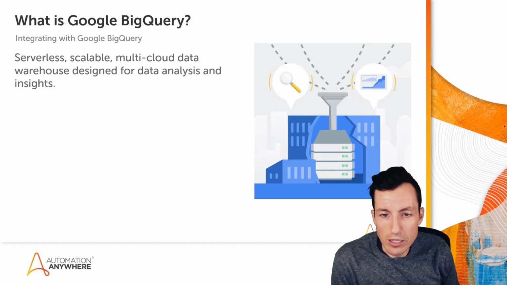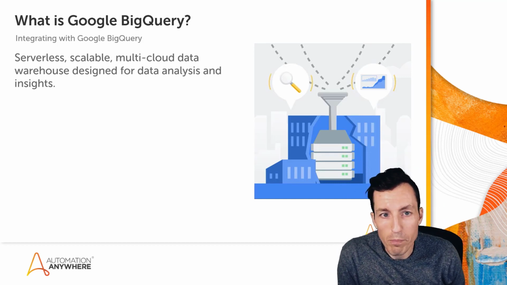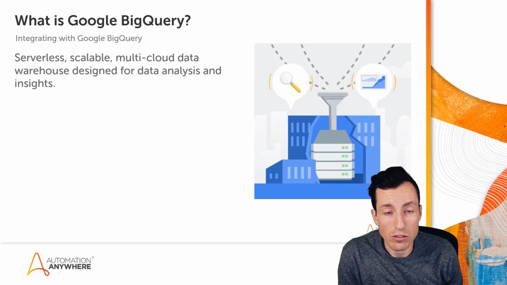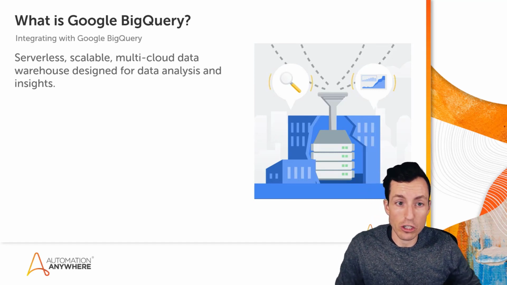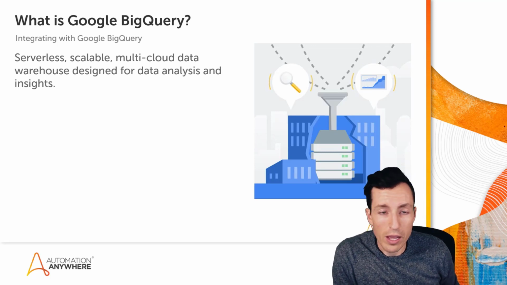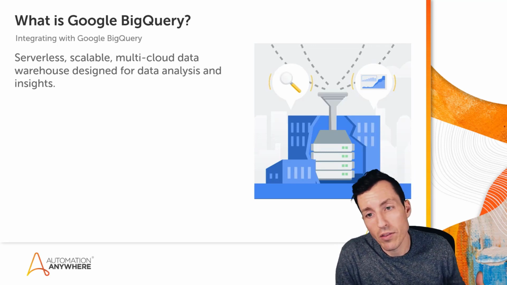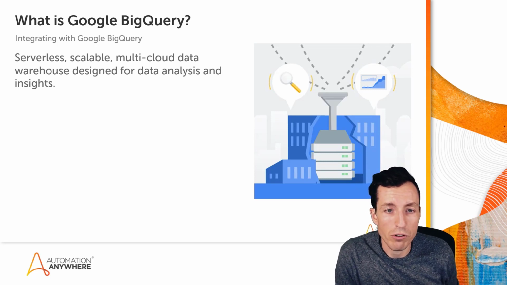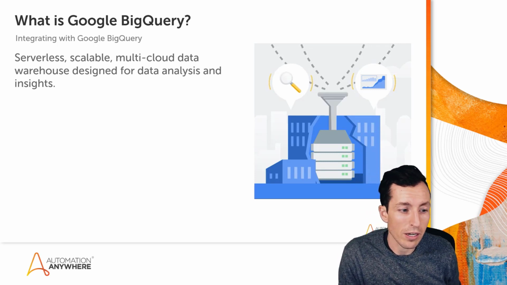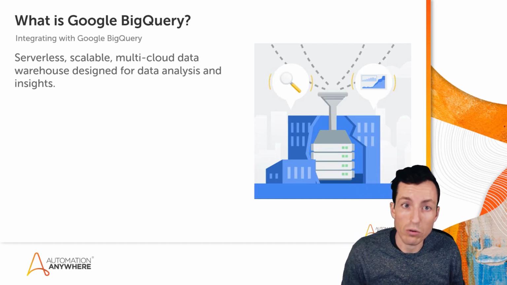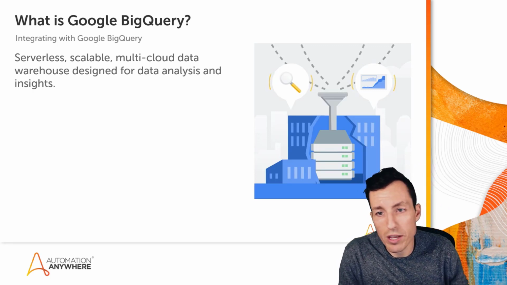So first off, what is Google BigQuery? Google BigQuery is a serverless, scalable, multi-cloud data warehouse designed for data analysis and insights. So we want to think about this as like a gigantic data repository. It's my ability to store tons and tons of data all in one place that I might use for further analysis in the future. And the nice thing about this is it allows me to use some of the Google AutoML capabilities or other ML capabilities for the analysis of my data.